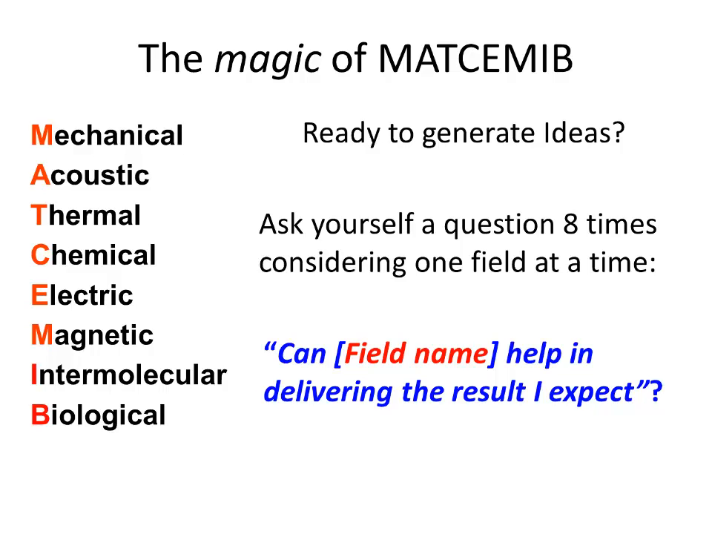Let us learn this simple procedure of heuristic of MATCEMIB. When you start idea generation, you basically need to ask a question of can a specific field help you in delivering the result expected, 8 times, 1 per field. Let us see how the magic words of MATCEMIB could help the students from the MATCEMIB groups to generate substantially more ideas than their counterparts from control groups.